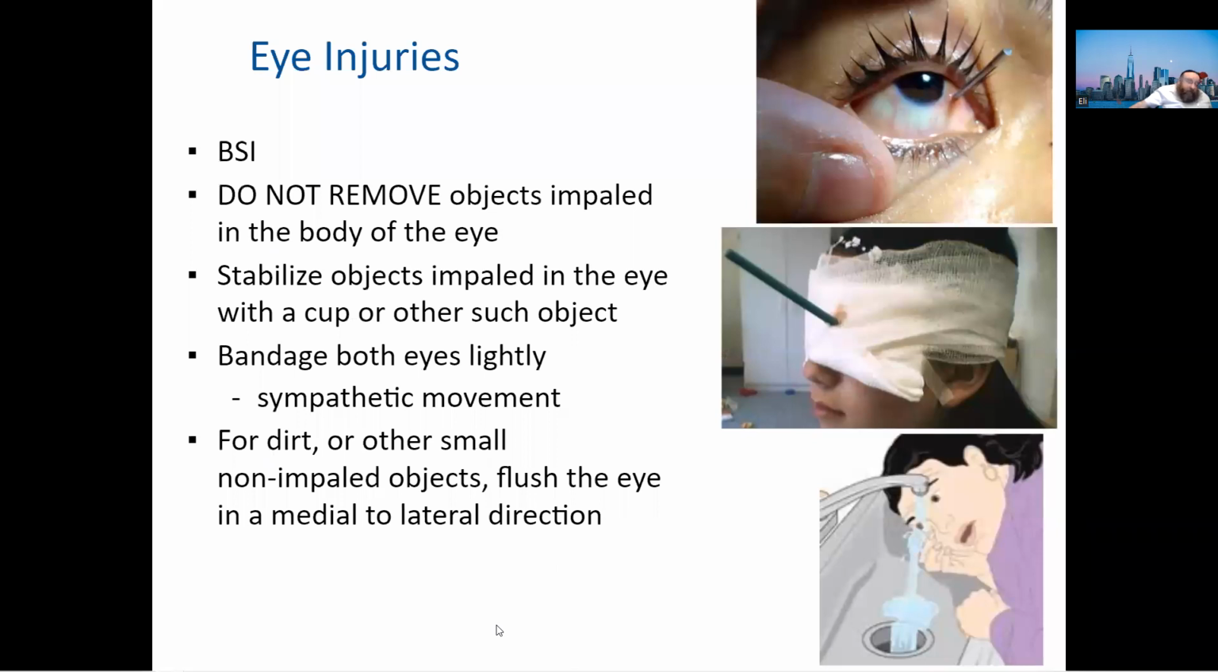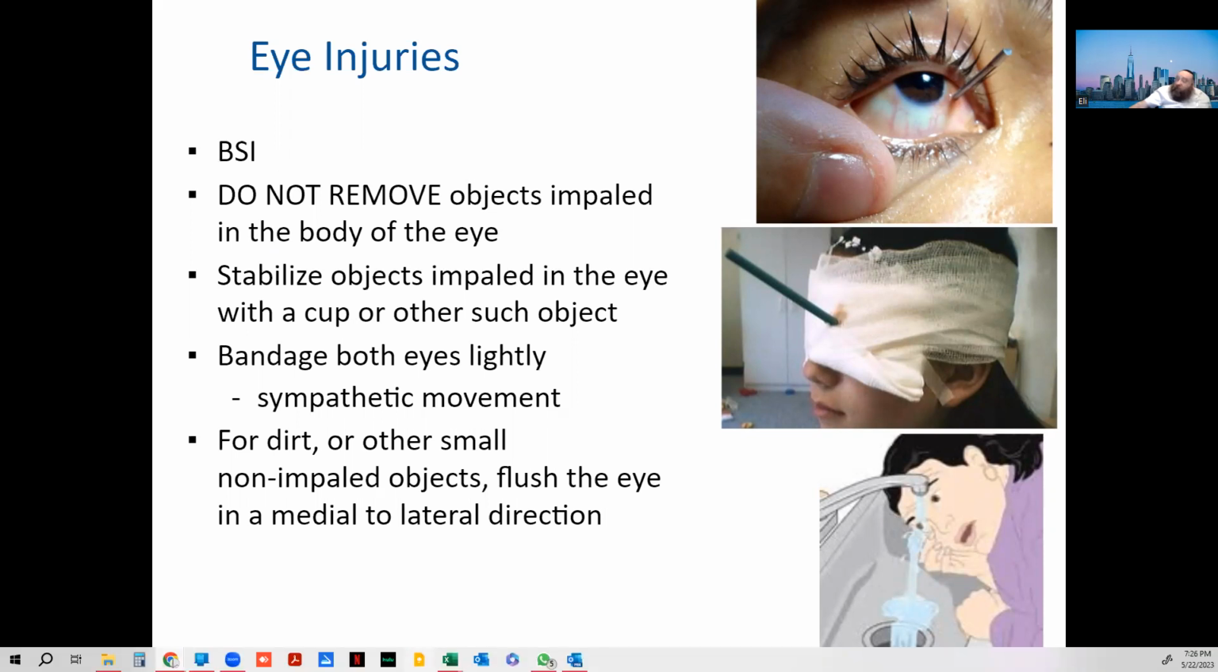Eye injuries, we do see these in the field. So again, the rule applies. Do we remove the impaled object? And the answer is no, we don't. It's not in the airway. Special rule about eyes that you must know is that when we bandage an eye, we will bandage both eyes.